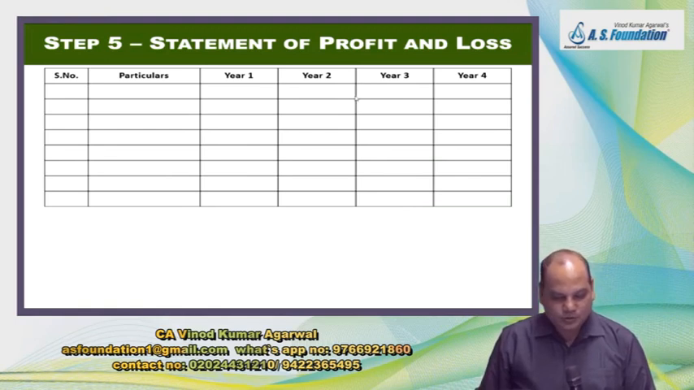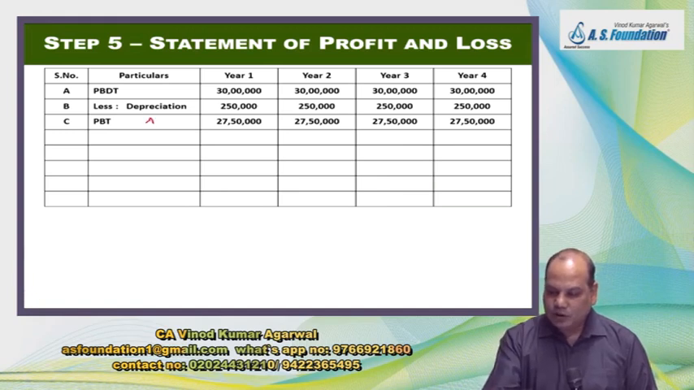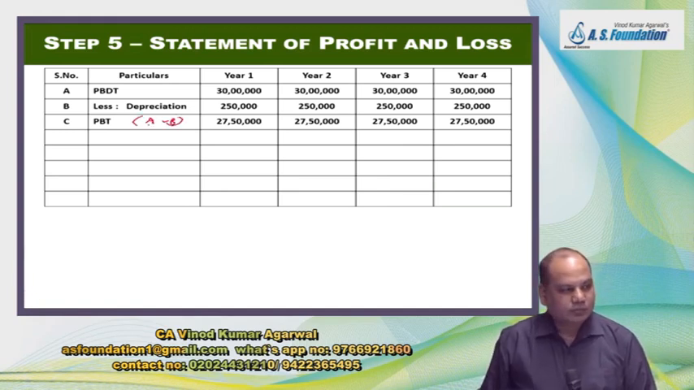Start. Step 5, SOPL. How will you prepare SOPL? PBDT, this is my starting point because other data is not available. So my starting point is PBDT, 30 lakh. Point B, less depreciation as per books. Depreciation as per books, 2,50,000 4 times. Point C, PBT, A minus B, 27,50,000 4 times.